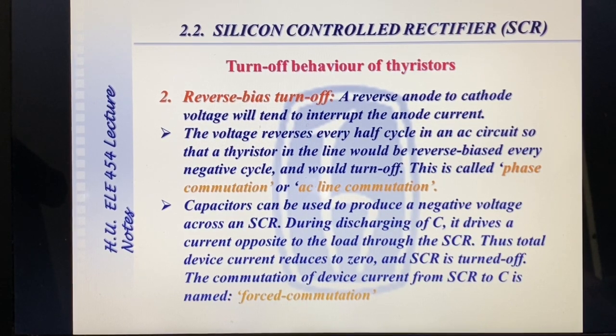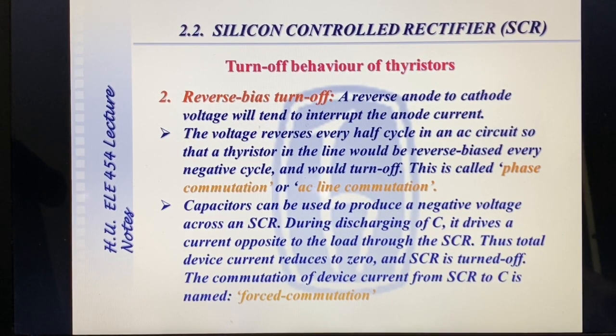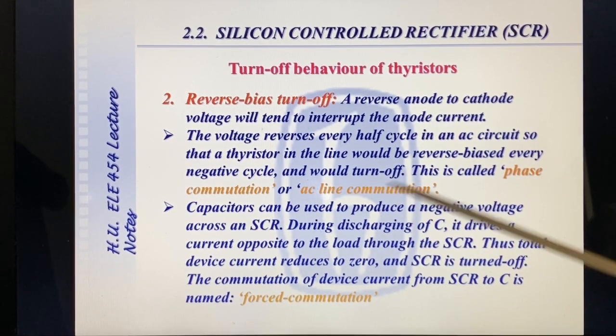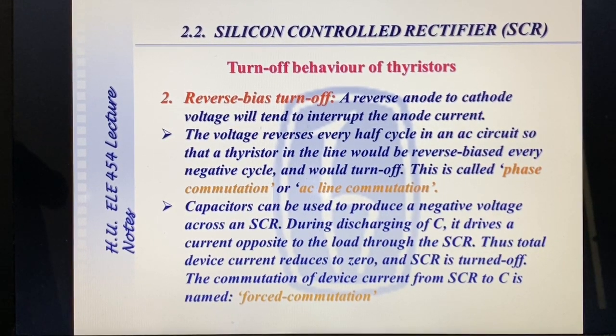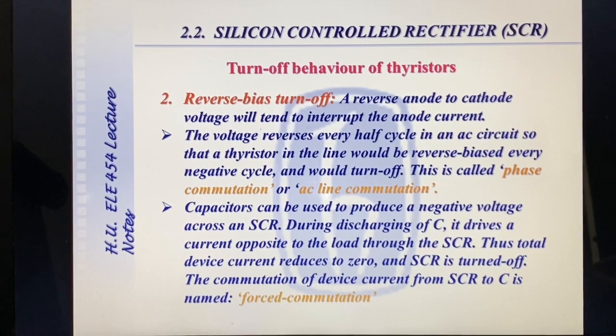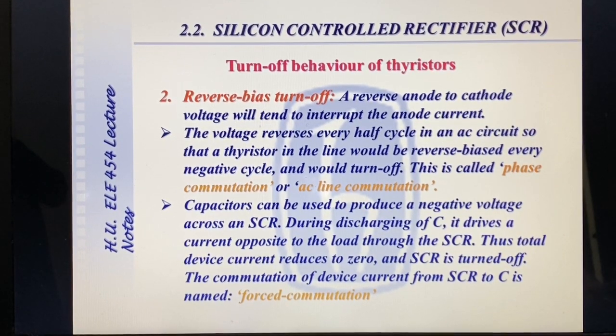Reverse bias turn-off. Reverse anode to cathode voltage will tend to interrupt the anode current. The voltage reverses every half cycle in an AC circuit, in an AC sinusoidal source, for example, so that a thyristor in the line would be reverse biased every negative cycle and would turn off. This is called AC line commutation or phase commutation. And mostly this commutation method is applied in silicon controlled rectifier operation.